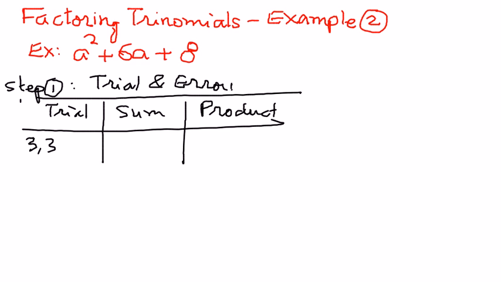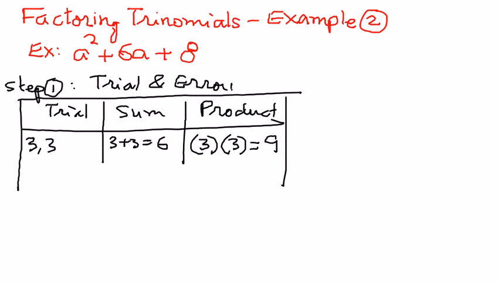If I pick 3 and 3, if I were to add those two numbers, the sum should equal the middle term. 3 plus 3 is 6, that is the middle term. But if I were to take the same two numbers and multiply them out, 3 times 3 is 9. But what I have here is positive 8. So therefore, 3 and 3 is not a good selection. So therefore, no good.